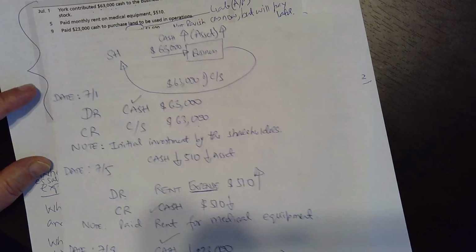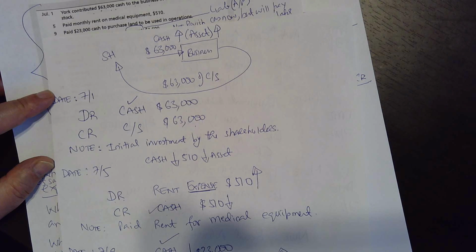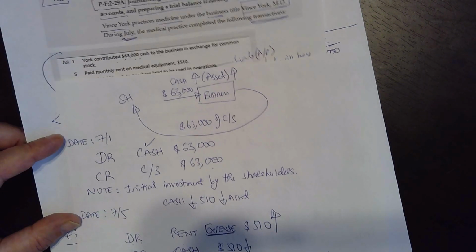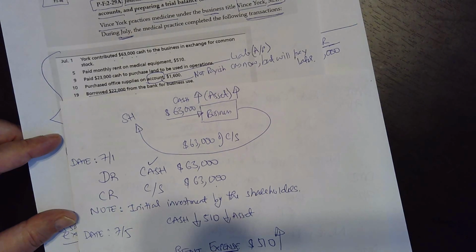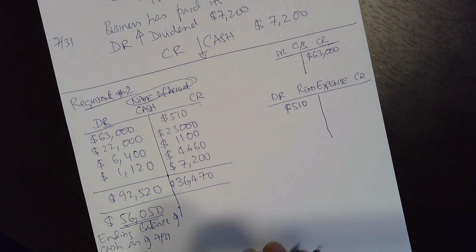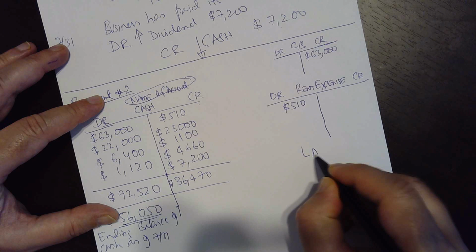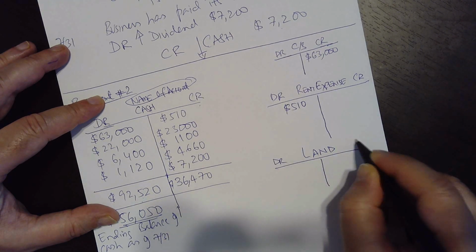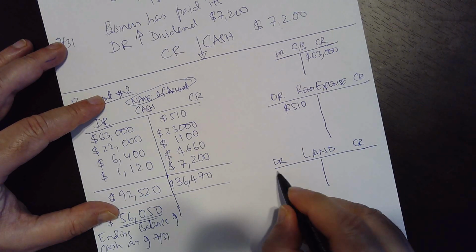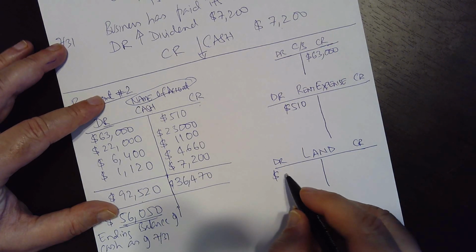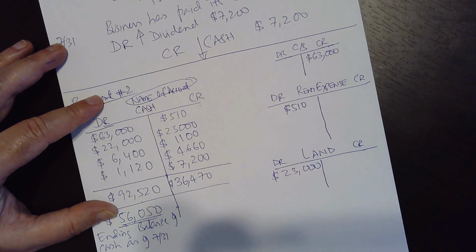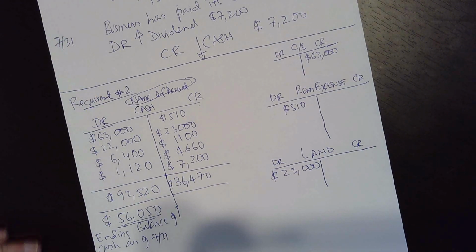In the third transaction, we paid $23,000 cash to purchase the land to be used in operation. All right, so we have to have a separate account for land. So we're going to create a land account. It's an asset, so it's a debit side, credit side, and the land we have received is for $23,000. All right, so that is a land account. All right, let's move to the next transaction.